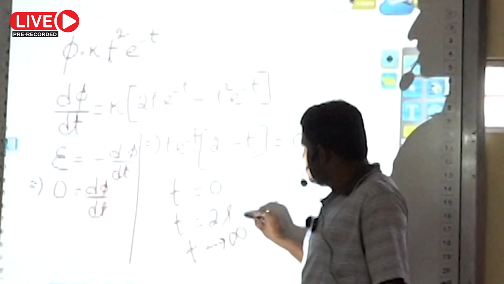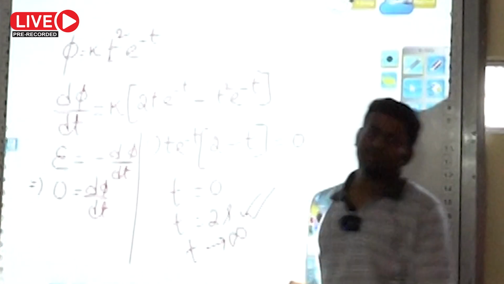So which one is the correct answer for this problem? This one. Because t equal to 0 means when the EMF is not at all given, flux is not at all changing. So at that point it is already 0, there is nothing. So that is not the finite time after which EMF will be 0. And t tends to infinity, EMF will be 0, that is also not the finite value. So what is the finite time after which EMF will become 0? That is 2 seconds.